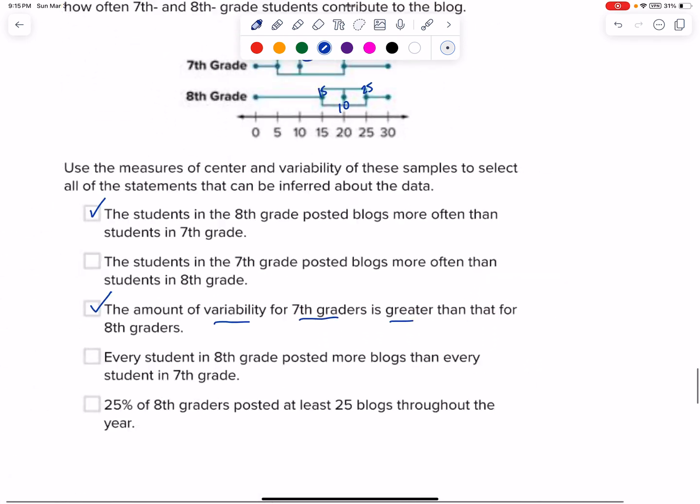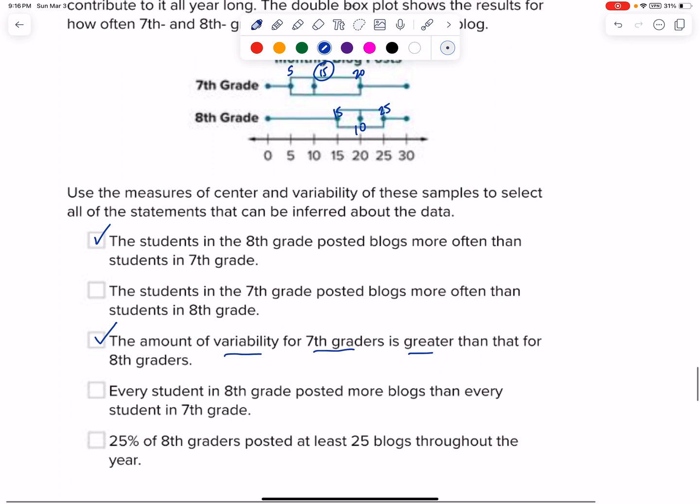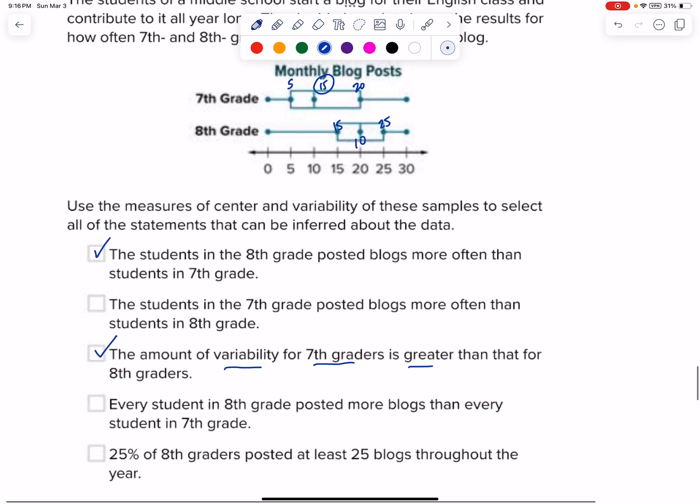And then the next one is, every student in 8th grade posted more blogs than every student in 7th grade. Well, no, that's definitely not true. We can't say every. The only way to say every is if this entire thing was over here and wasn't overlapping. Since it's overlapping, we can't say that every student blogged more.